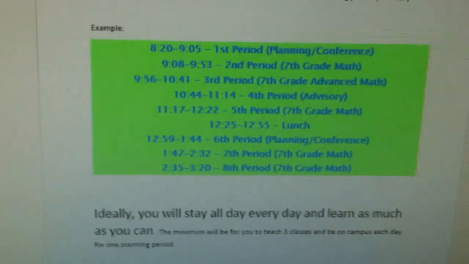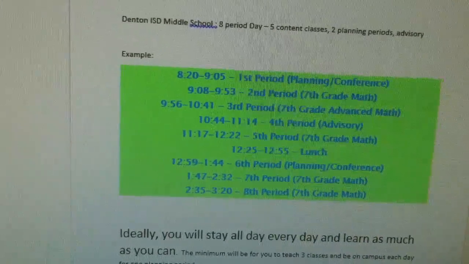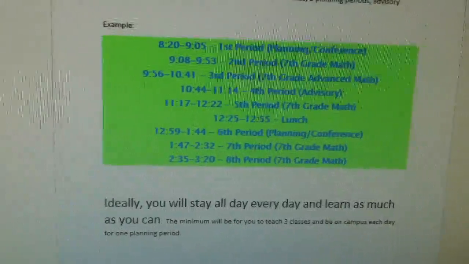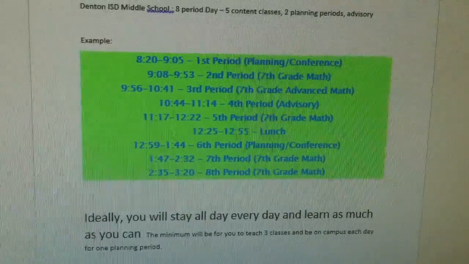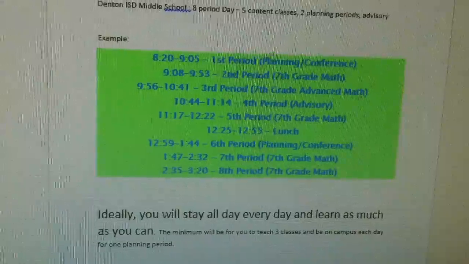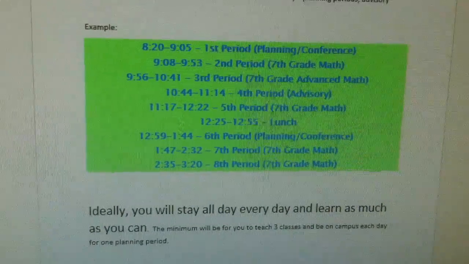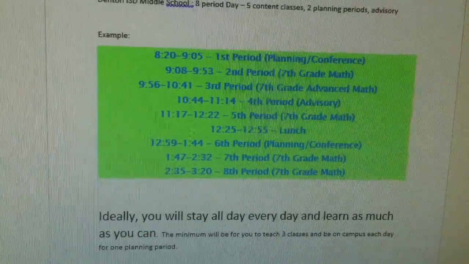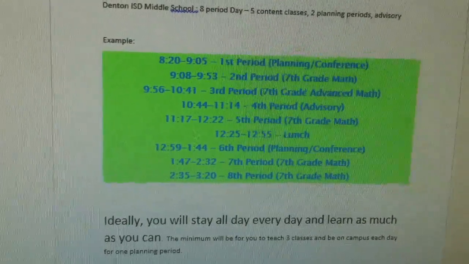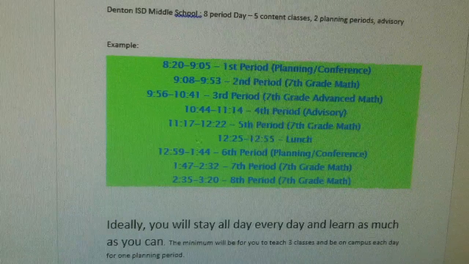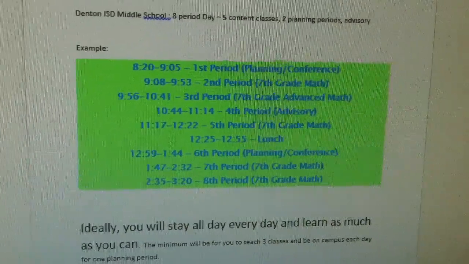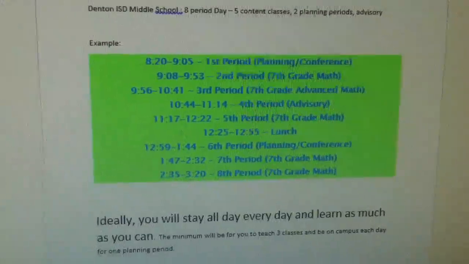Ideally, you will stay all day every day and learn as much as you can. But under this schedule, the minimum would be for you to teach 3 classes and be there for 1 planning period each day. So if you had a class at UNT in the morning, you might ultimately be responsible for the 4th period, 7th period, and 8th period classes. You would be there every day for 6th period planning. If you had an afternoon class at UNT, then you may be responsible for 3 of the morning classes and always be there for the first period planning. Again, it depends on your needs and the schedule of your mentor.